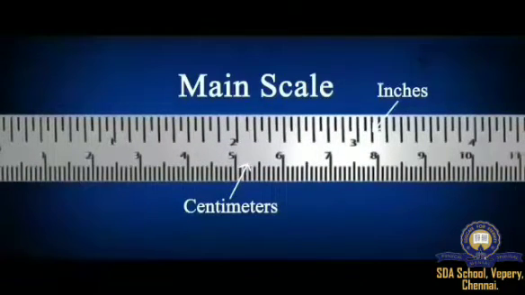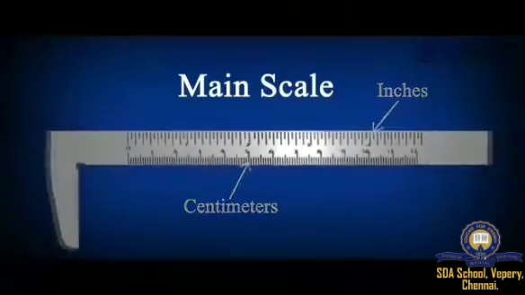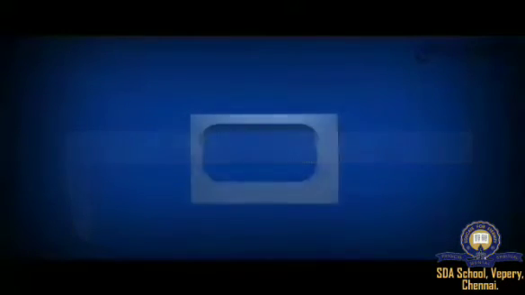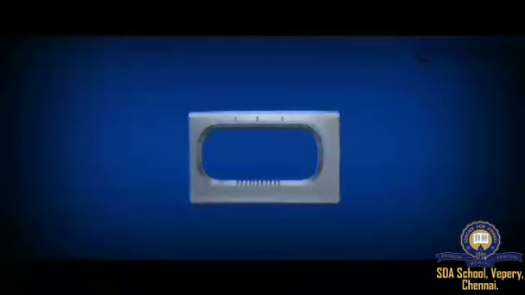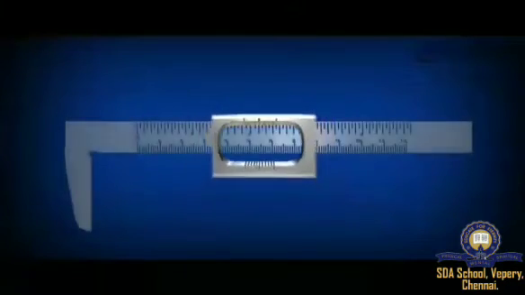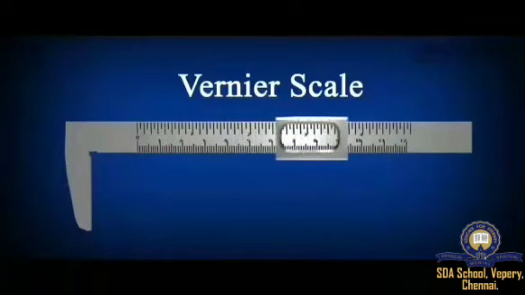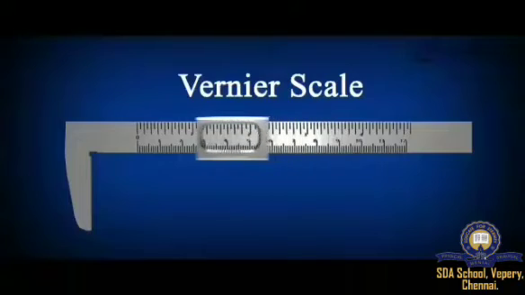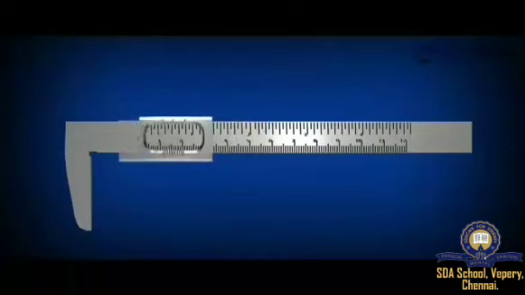It is graduated in inches at the upper end and centimeters at its lower end, which is called the main scale. There is a movable rectangular metal strip which is graduated in a special relation with the main scale, which is called the vernier scale. It slides along the long metal strip. It has a jaw similar to that of the main scale.